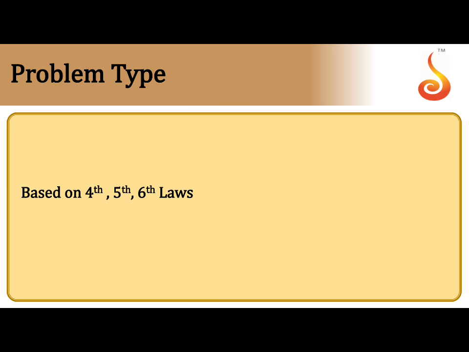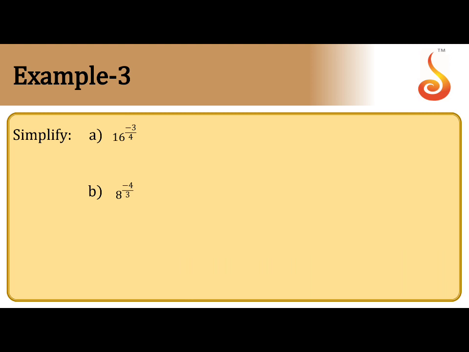So we will solve problems based on the 4th, 5th and 6th laws. Let us start with very simple problems. 16 power minus 3 by 4, and the other one is 8 power minus 4 by 3. So we know that 16 power minus 3 by 4. You can write 16 as 2 power 4. Why am I writing 2 power 4? Here a fourth root is there. So that's why first (2 power 4) whole power minus 3 by 4.